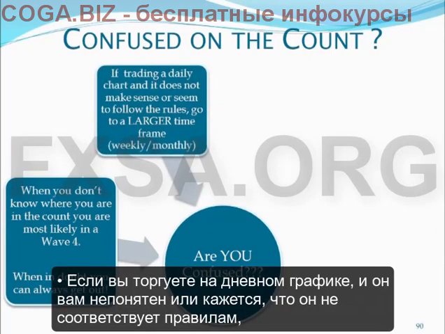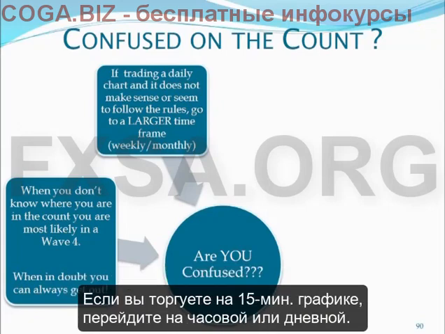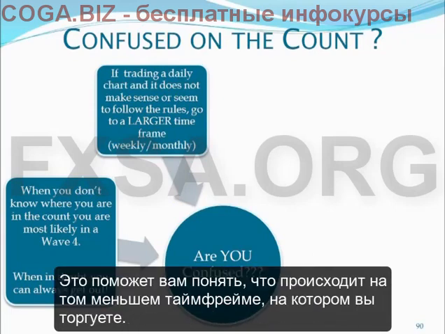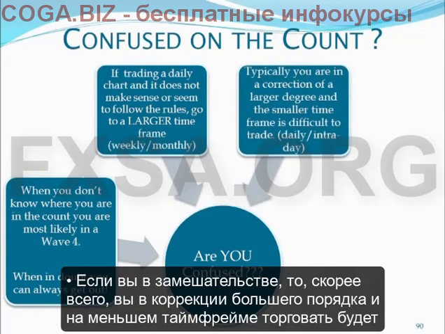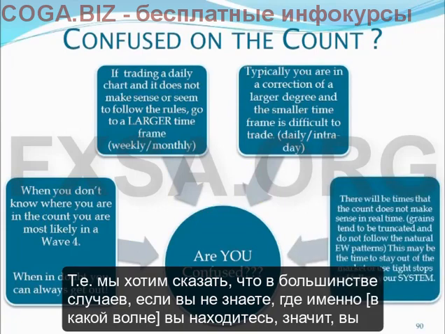If you're trading a daily chart and it does not make sense or seem to follow the rules, go to a larger time frame, a weekly or a monthly. It's going to help you understand. Or if you're trading a 15-minute chart, go to a 60 or a daily. Get the overall move of the trend. See where it's at. That is going to help you identify what's happening on that smaller time frame and what you're trading. Typically you're in a correction of a larger degree and the smaller time frame is difficult to trade. So that's really what we're saying: most of the time when you don't know where you are, you're just in a correction of a larger degree.